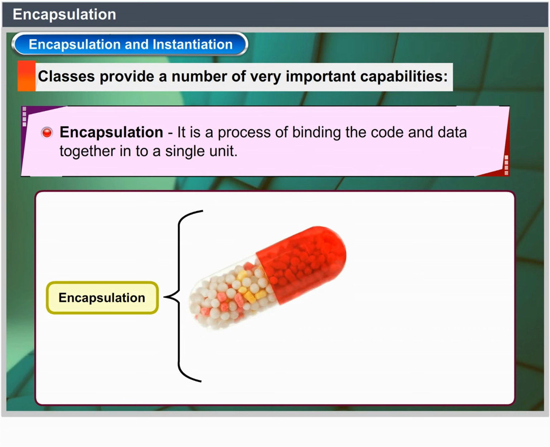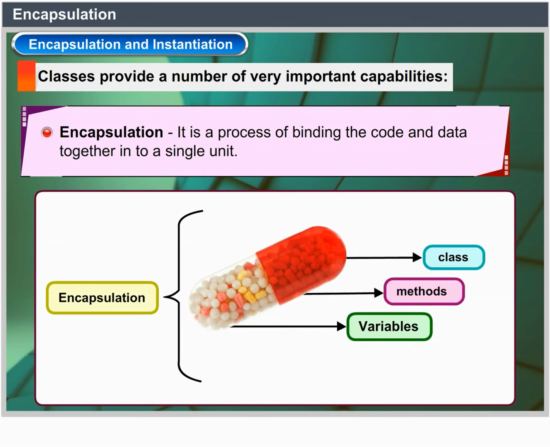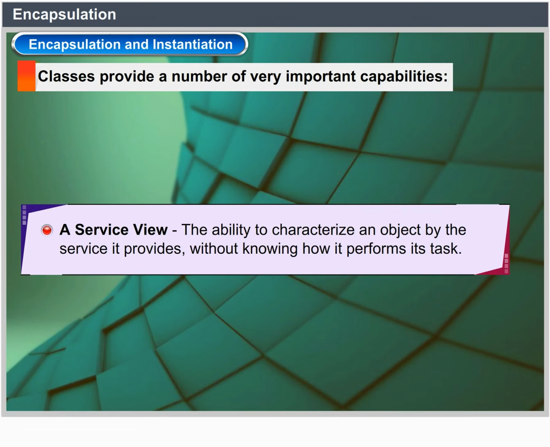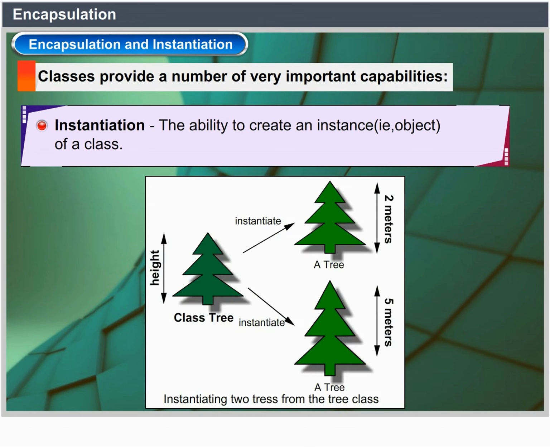Encapsulation. It is a process of binding the code and data together into a single unit. A service view, the ability to characterize an object by the service it provides without knowing how it performs its task. Instantiation, the ability to create an instance of a class.